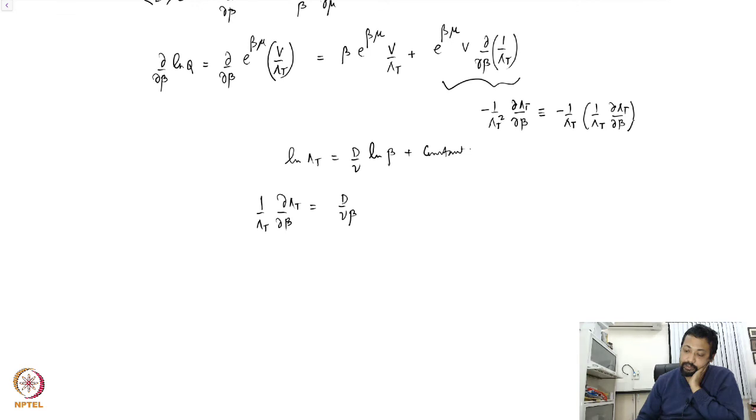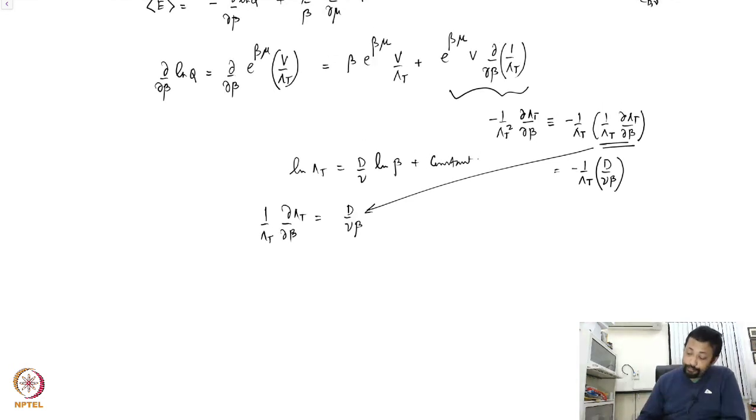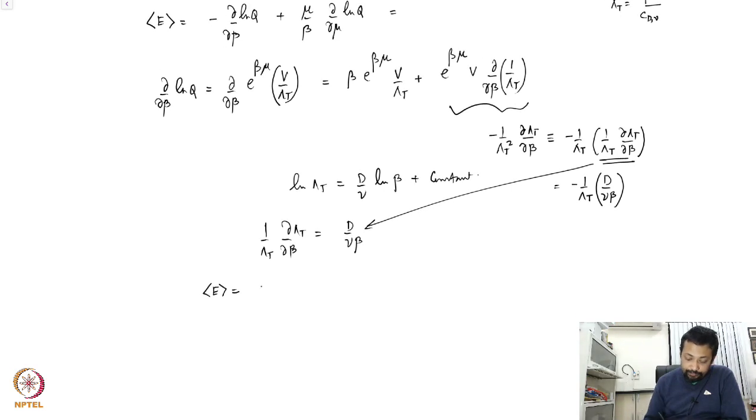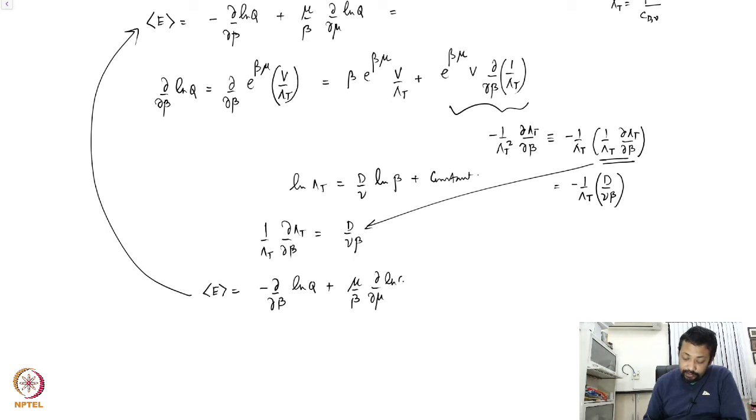I am a little bit worried about the negative sign. Yeah, that is okay. So this means this derivative is now minus 1 over lambda_t d over nu beta, because this is the derivative which we are plugging in from here. So therefore the average energy, if you take the expression over here from top, is minus del beta of ln q plus mu over beta del mu of ln q.